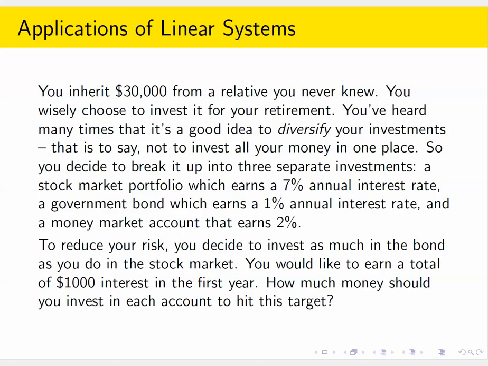Here's another example of a system of linear equations problem, where we start with a word problem that can be expressed as a system of linear equations, and then we'll have methods available to us to solve that system. So in this problem, we imagine that we have some money to invest, $30,000. And we've got three different types of investments: stock market, government bonds, and a money market account.